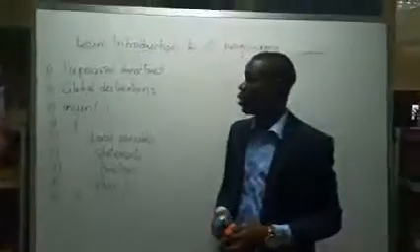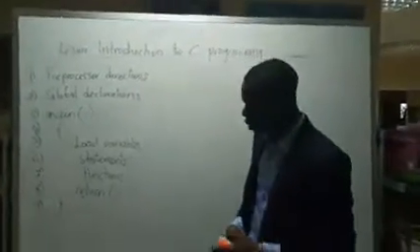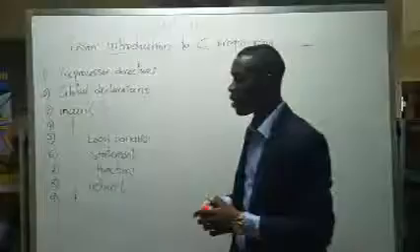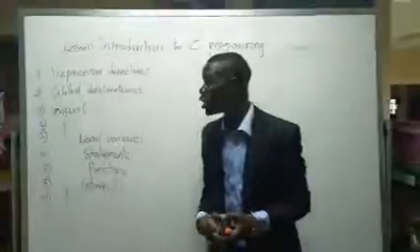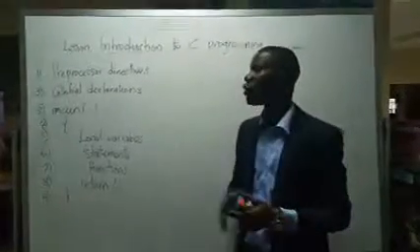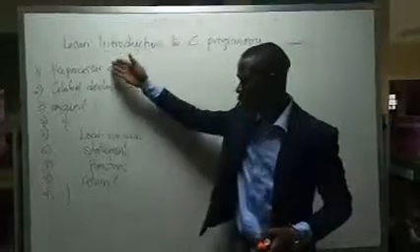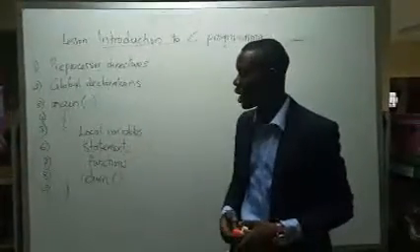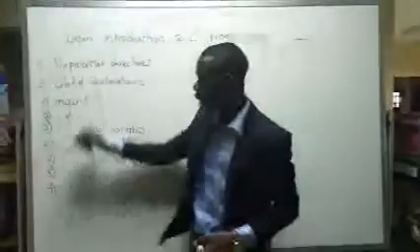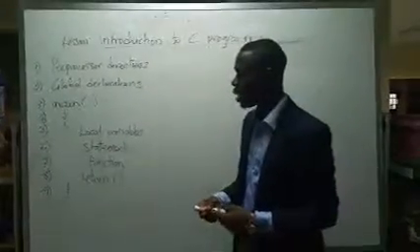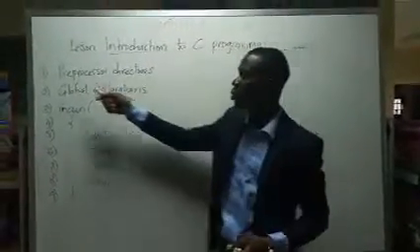To ensure that we are on a good footing, it is primordial and very important for us to begin with the general structure of a C program. This is what we have on the board here, and we see we have numbered the lines so that we can easily explain. So we'll begin with line 1.